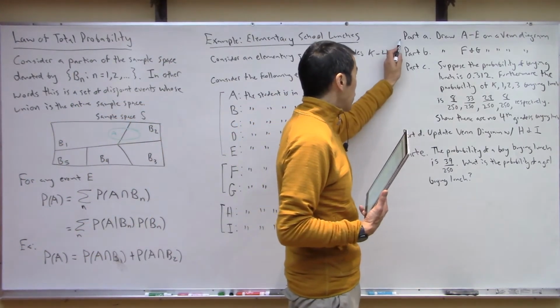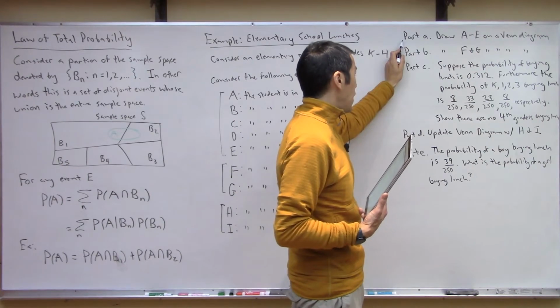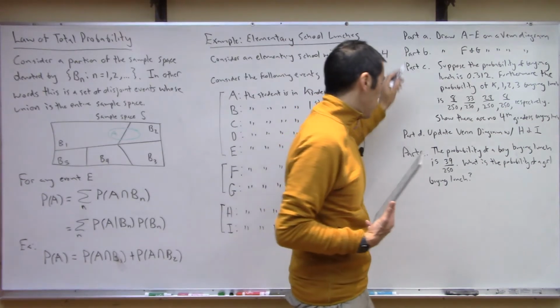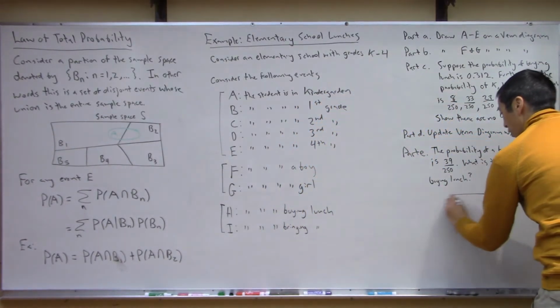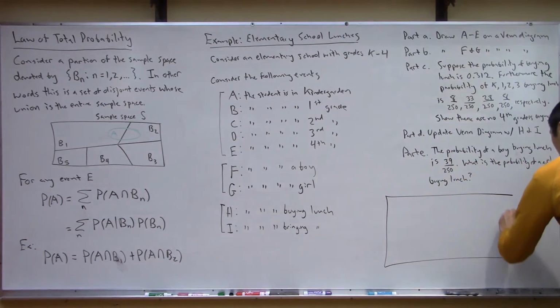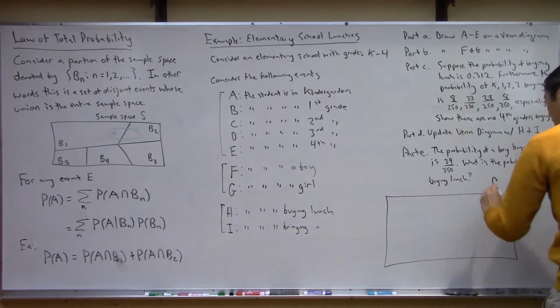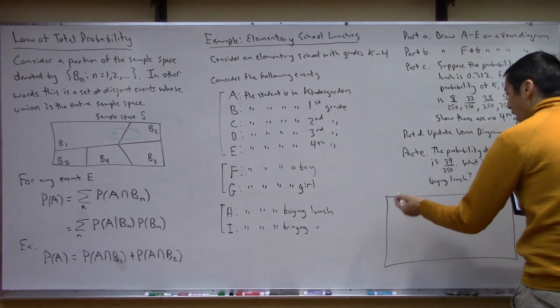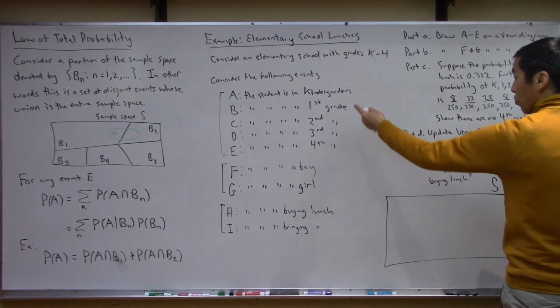So in the context of this elementary school, let's look at a whole bunch of different questions we can ask. First of all, let's go ahead and draw a Venn diagram with events A through E on it. That's actually pretty simple. Here's my sample space S, which is like the entire elementary school. And let's write down all these events.